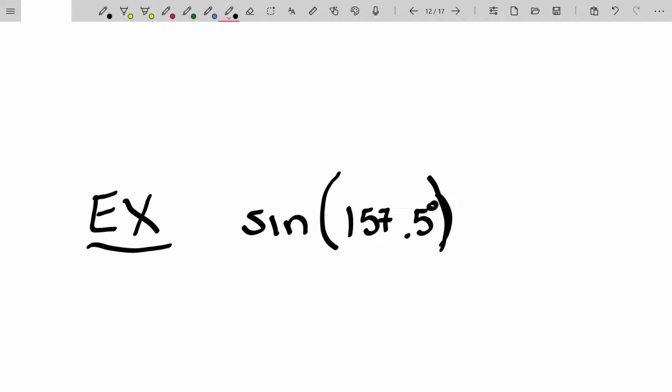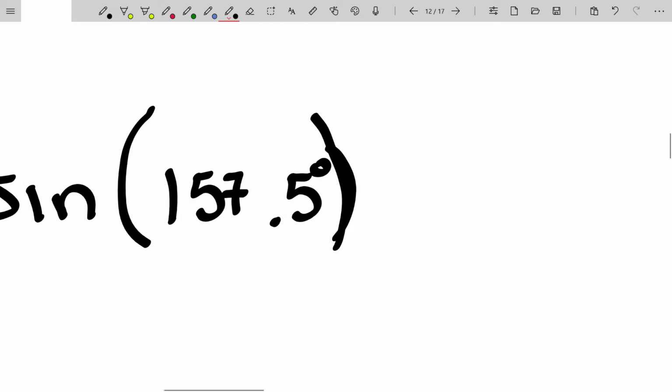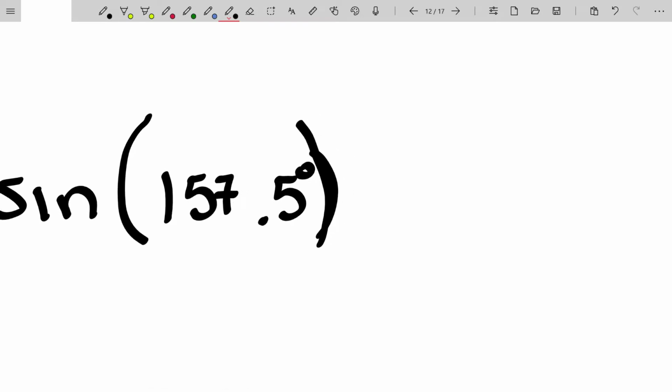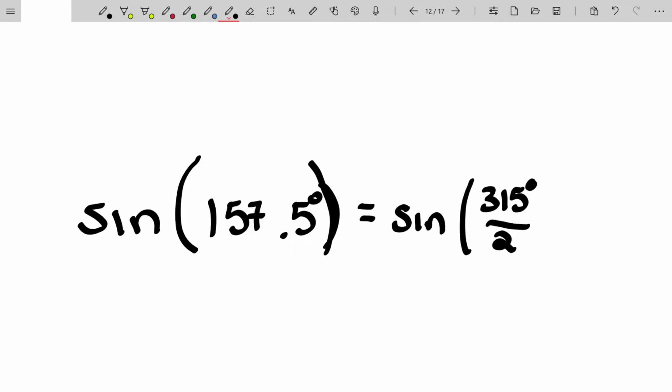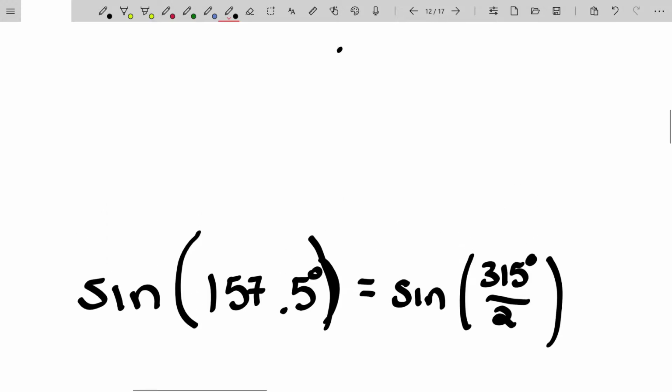Now, you might look at that and say, I have no clue how to do a sine of 157.5. That looks impossible to do by hand. The key or the clue here is that there's a 0.5, or a half of an angle at the end. So this might be half of a special angle. If you were to double that angle, you would see that's 315 degrees over 2. Grab a calculator, I promise you that's 315 degrees over 2, and the special angle related to 315 degrees is 45 degrees.